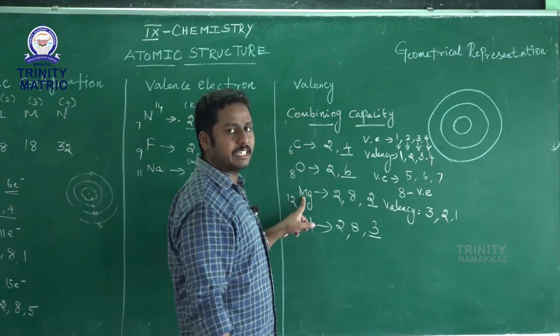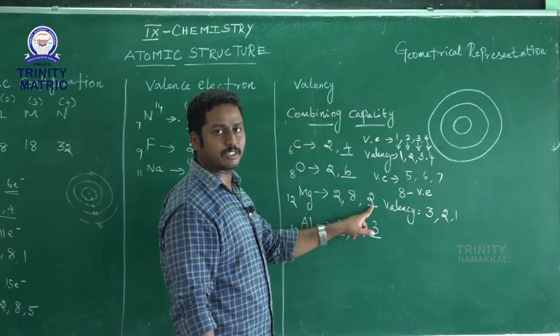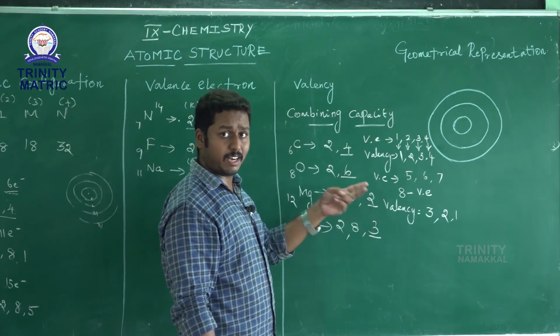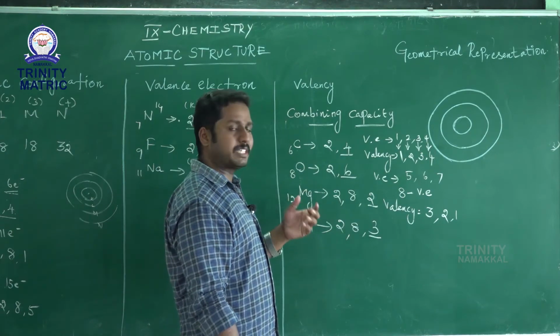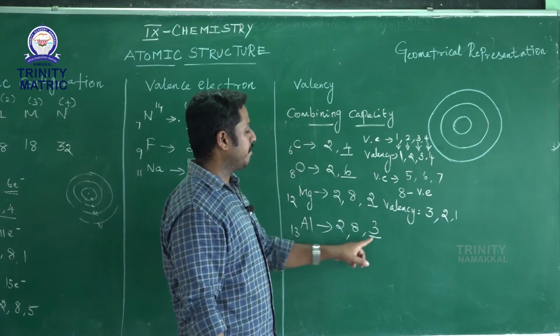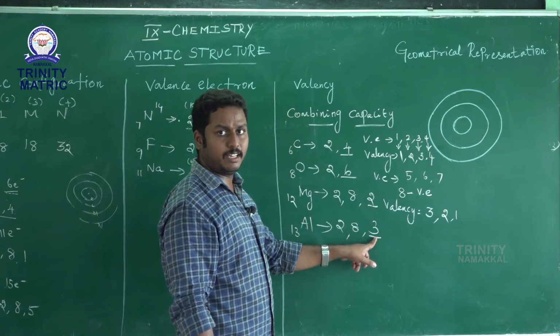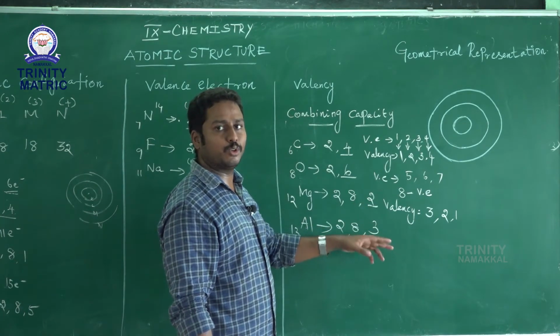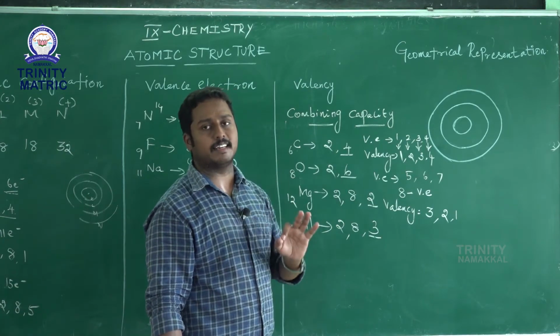The next one is magnesium. Magnesium valence electron is 2. What about the valency? Valency is also 2. So magnesium is able to combine with 2 other elements. Okay, so aluminium valence electron is 3, valency is also 3, so it is able to combine with 3 other elements.